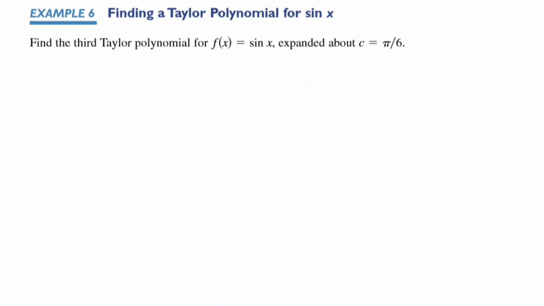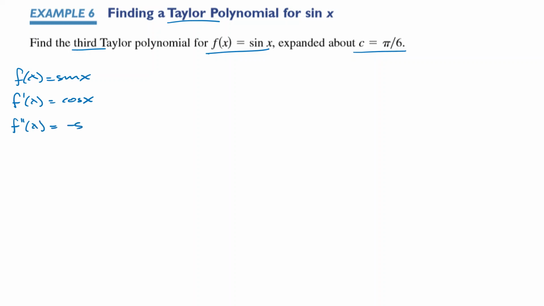All right, I think we got one more here. So sine of x expanded about pi over 6. If we were at pi over 6, that means we must be doing a Taylor polynomial, and we want 3rd degree. Okay, so we don't need too many derivatives here. So f of x is sine of x. F prime of x, derivative of sine is cosine. F double prime, derivative of cosine is negative sine. And f triple prime, derivative of negative sine is going to be negative cosine. All right, so that's all the derivatives we need, and we're plugging in pi over 6.